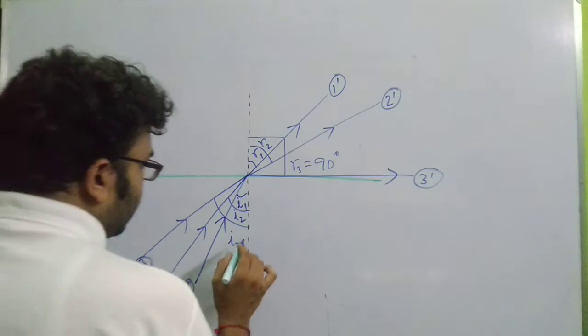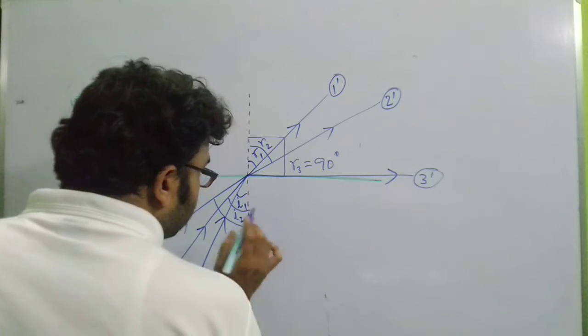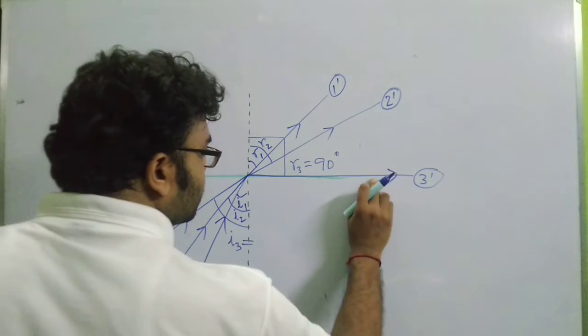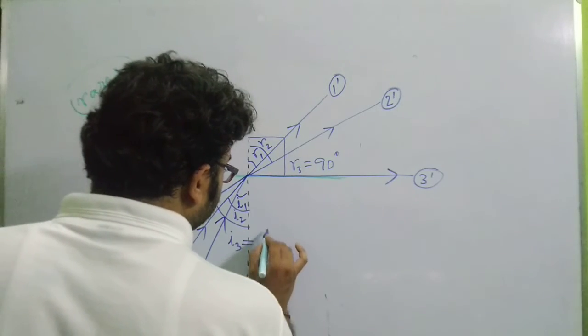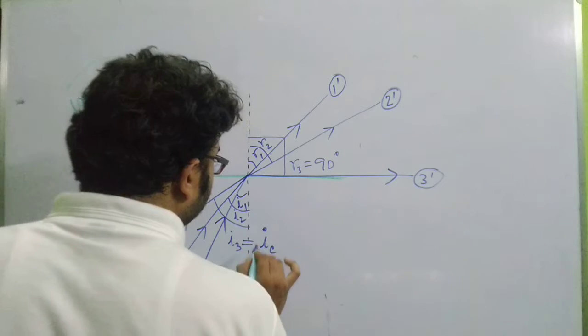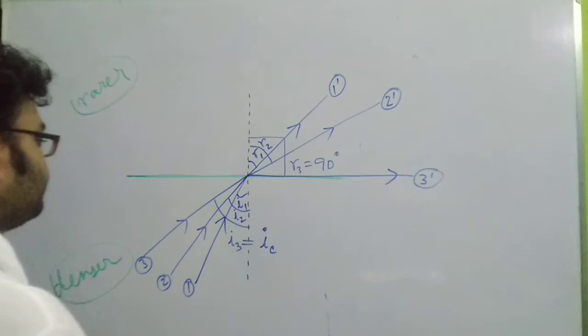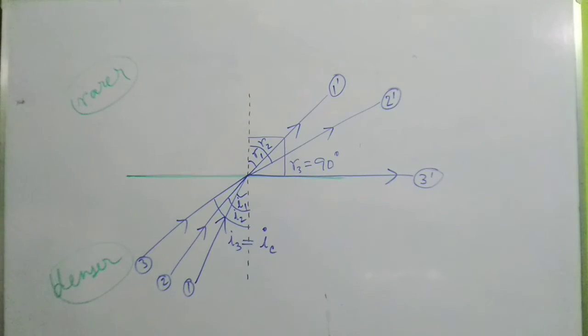Now this particular angle of incidence where the angle of refraction in the rarer medium is 90 degree is called the critical angle, or I_C, called critical angle. So I think the concept of critical angle is clear. The phenomenon of critical angle is that where the light ray is traveling from denser to rarer medium, the angle of incidence is such that the angle of refraction in the rarer medium becomes 90 degree, and this particular angle of incidence is called the critical angle.